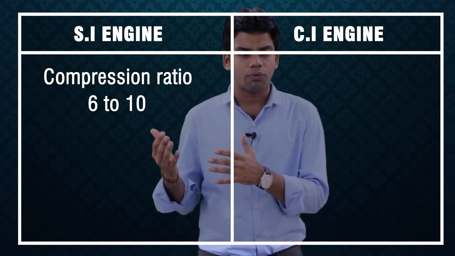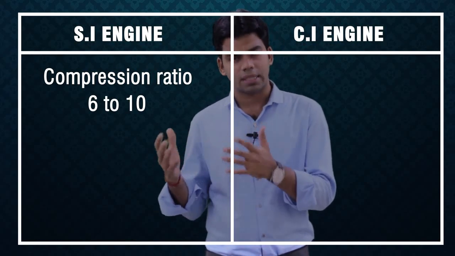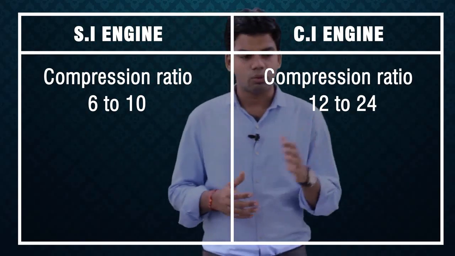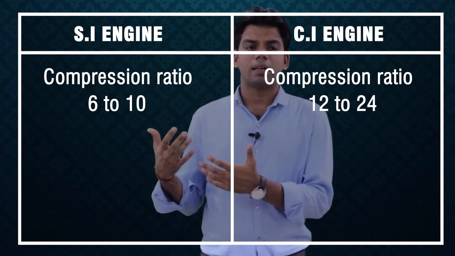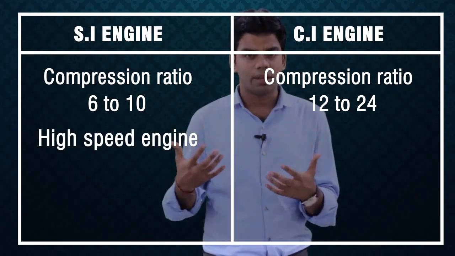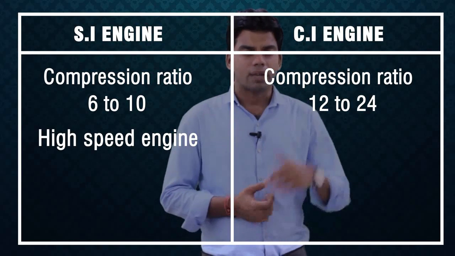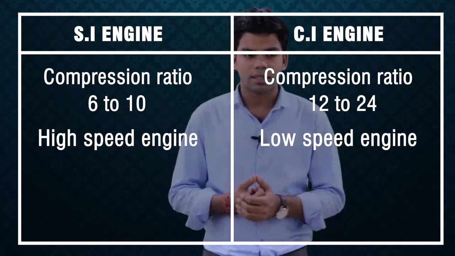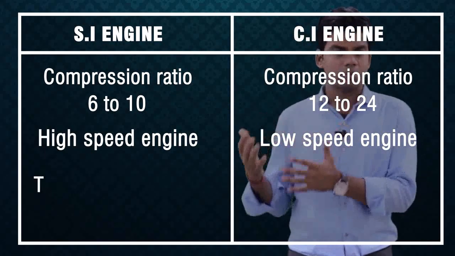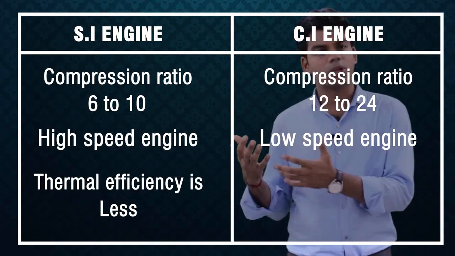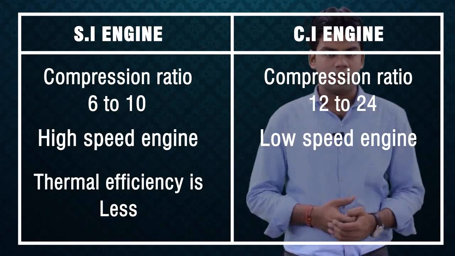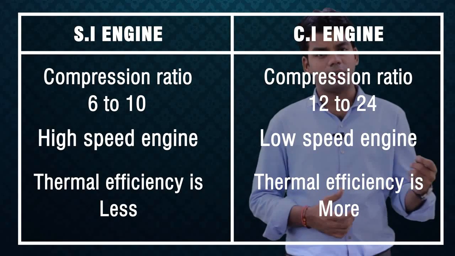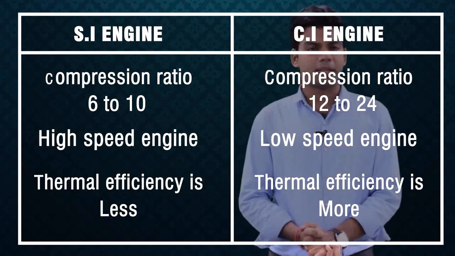Next, the compression ratio of SI engine is less, which varies from 6 to 10, whereas the compression ratio of the CI engine is more, which varies from 12 to 24. Next, SI engines are high speed engines, because of the light weight of the engine and because of homogeneous combustion, whereas CI engines are low speed engines because of the heavy weight and heterogeneous combustion. Next, the maximum value of thermal efficiency in SI engine is lower because of the lower compression ratio, whereas in CI engine the maximum thermal efficiency is more because of the higher compression ratio, as we have seen that efficiency depends on compression ratio.